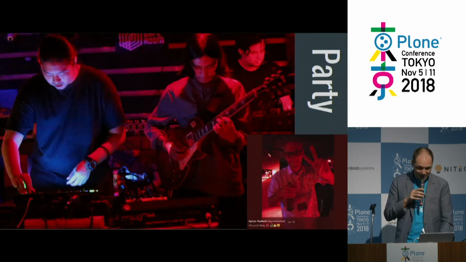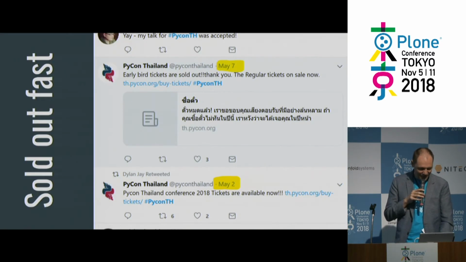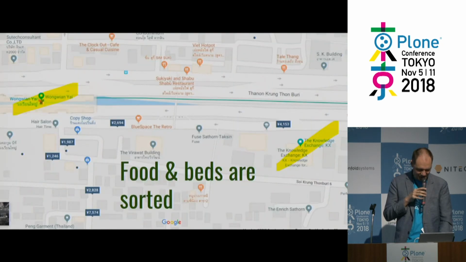We put on a meme party. That was the highlight of the conference for a bunch of us. We sold out early bird tickets in 5 days, and we had a waiting list. We had about 220 people in the end. So next year should be just as big at least, or bigger. We have no problem with accommodation and food. That's the map of the area on the right-hand side.